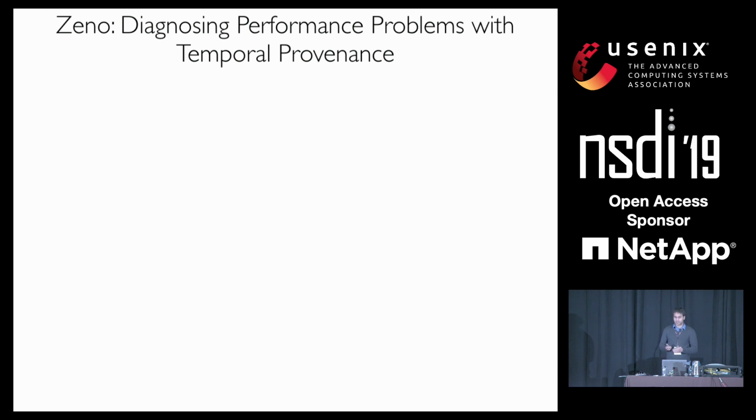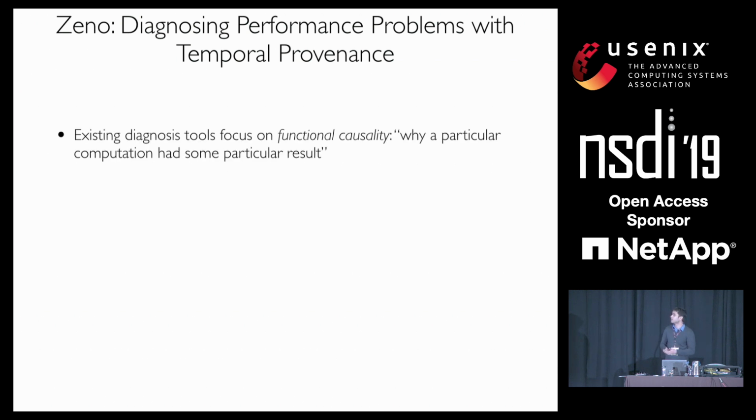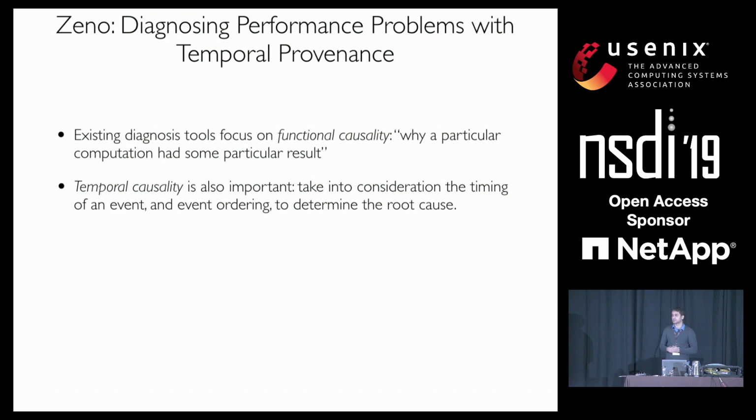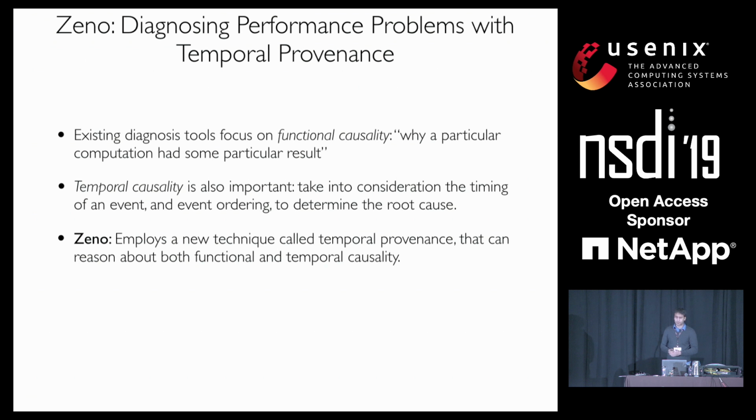The next talk in this session essentially addresses an important problem in existing tools, which only tend to focus on what they call functional causality, which is essentially asking the question why a particular computation has a certain result. What is essentially missing is the analysis of temporal causality, which aims to look at the timing and the order of events in order to figure out the root cause behind certain problems. The approach that their system Xeno takes is essentially to employ a new technique called temporal provenance, which is able to reason about both functional causality and temporal causality in the same stack.